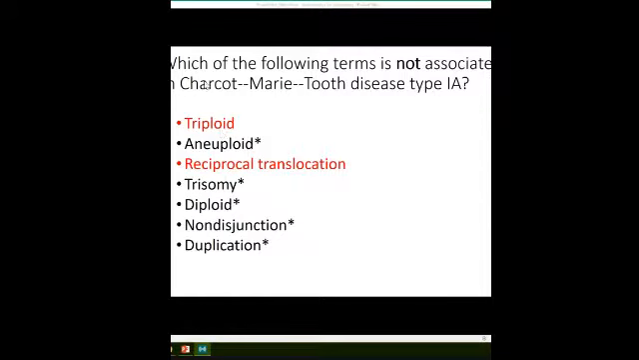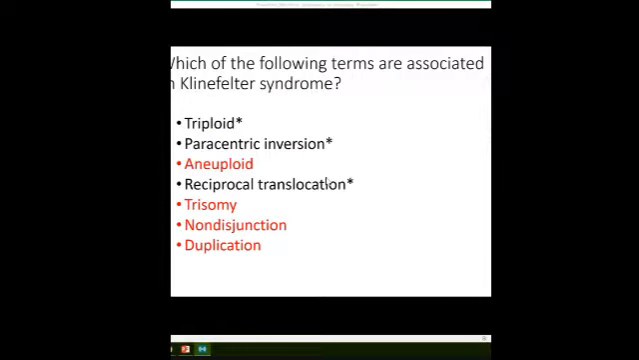And then for problem B, which of the following terms is not associated with Charcot-Marie-Tooth disease type A1? And so I've got triploid is not associated because that's 3 sets of chromosomes, and a reciprocal translocation, which is just a reciprocal translocation.